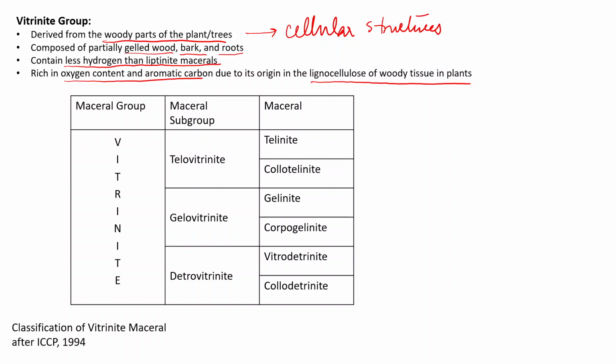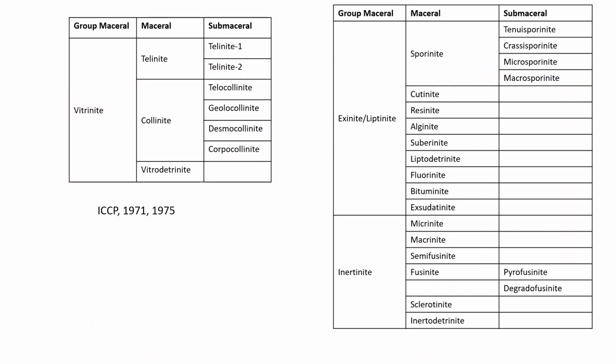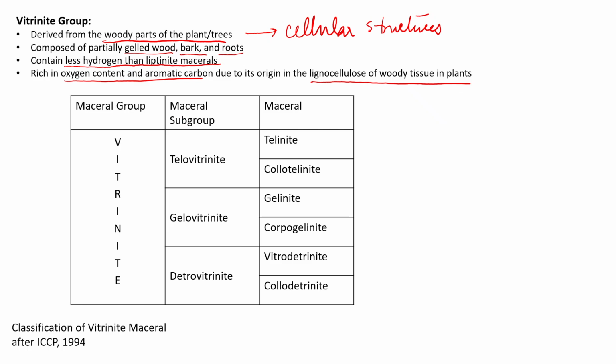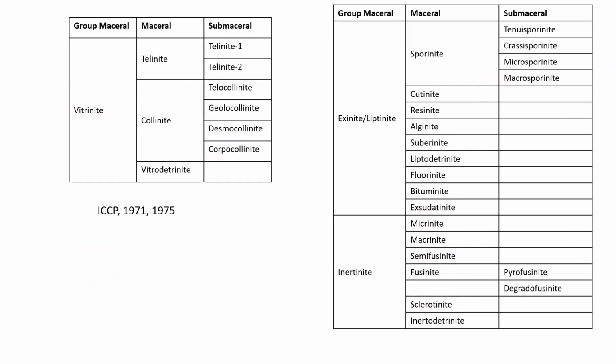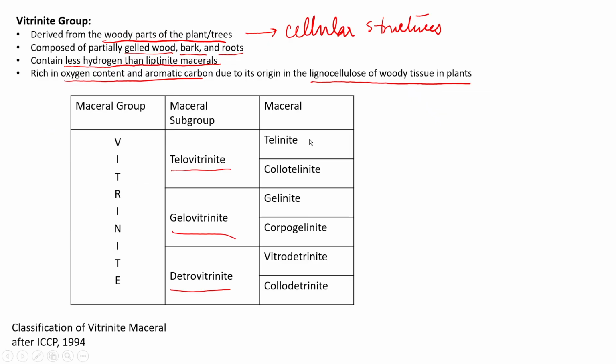So, in 1994, ICCP gave a new classification of the vitrinite maceral groups. If you see the previous table, we had telinite, collinite, vitrodetrinite, while now it became telovitrinite, gelovitrinite and detrovitrinite. So this table you should go through, but if you give this classification scheme also, it won't be a problem. Now, telovitrinite is further classified as telinite and collotelinite, gelovitrinite as gelinite and corpogelinite, and detrovitrinite as vitrodetrinite and collodetrinite.